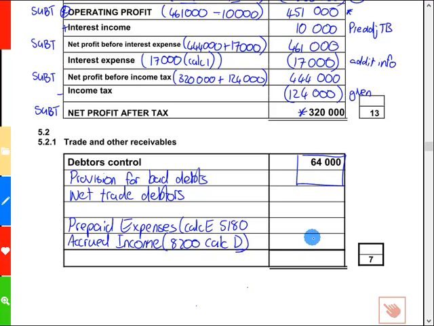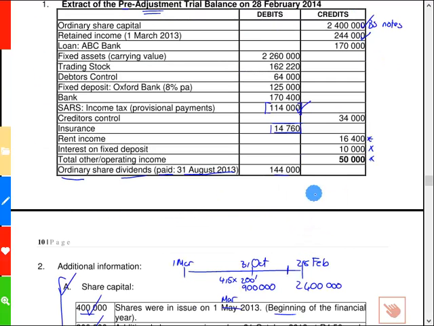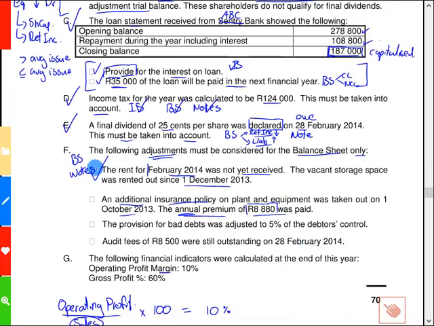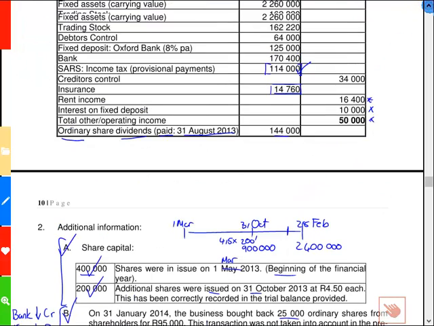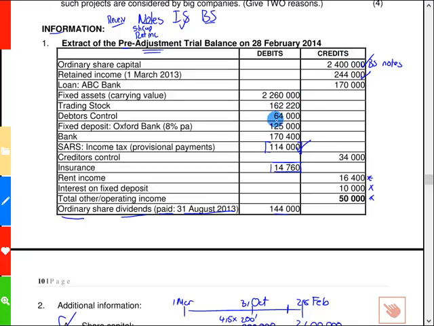Now, let's go back to our information here. We've dealt with this point as well. The provision for bad debts was adjusted to 5% of the debtors' control. So let's have a look at our trial balance just to see what the situation is currently. Before any adjustments, debtors' control is 64,000. We didn't have any bad debts. Normally we have to check first, was there any bad debts? There was no bad debts. So this is the balance that we're going to work on.